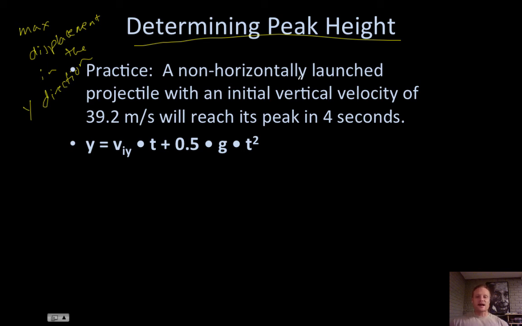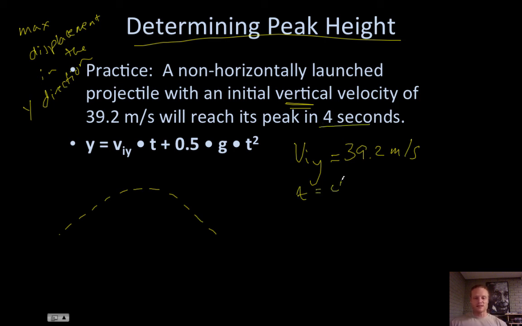So it says a non-horizontally launched projectile, so basically a projectile that kind of does one of these numbers, with an initial vertical velocity. That's a key word. Vertical velocity of 39.2 meters per second will reach the peak in 4 seconds. So when they say vertical velocity, basically they're saying v sub i y. The initial vertical velocity in the y direction is 39.2 meters per second, and it'll reach the peak in 4 seconds. So my t is 4 seconds.